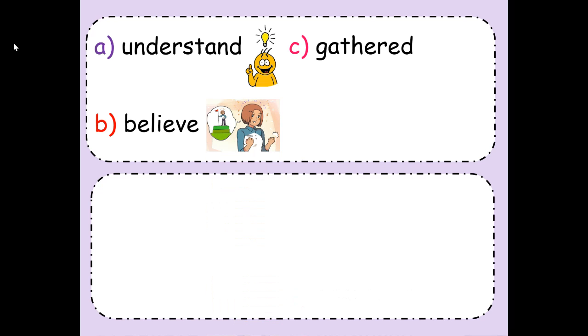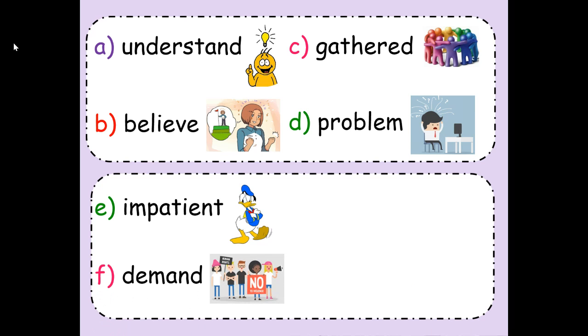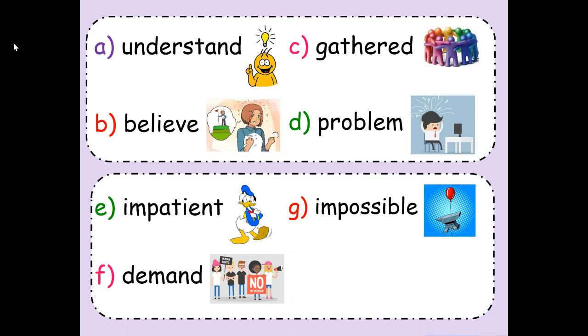So let's review our vocabulary words. Just say them and read them. You do not need to write them now. A, understand. B, believe. C, gathered. D, problem. E, impatient. F, demand. G, impossible. And H, furious.